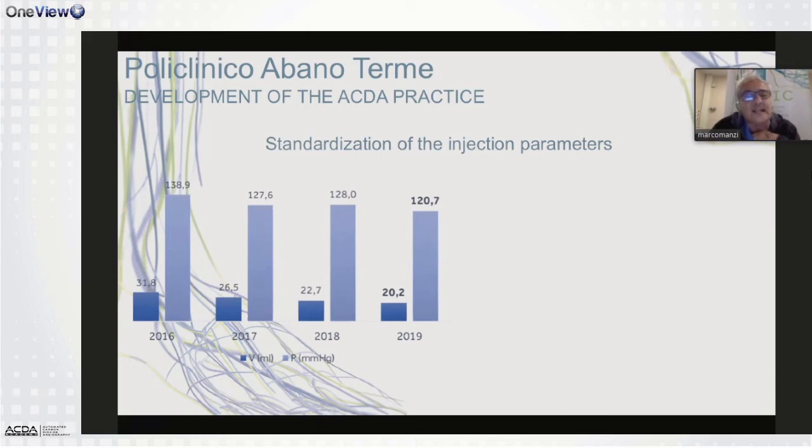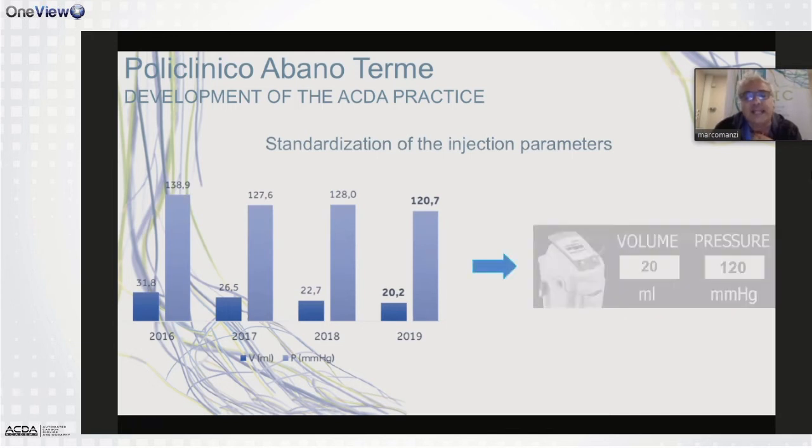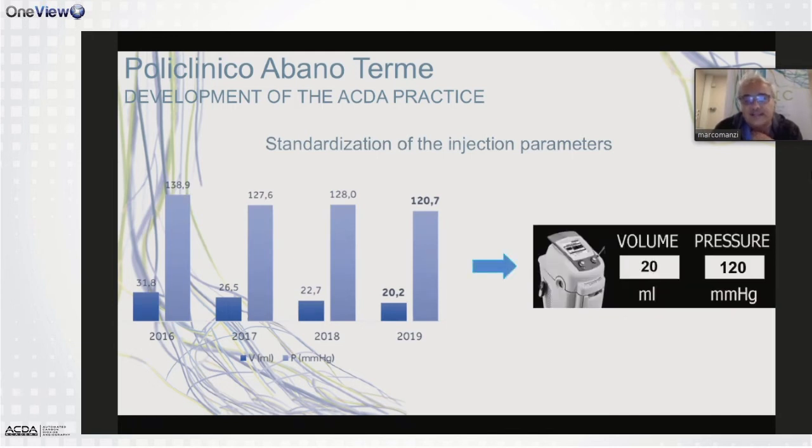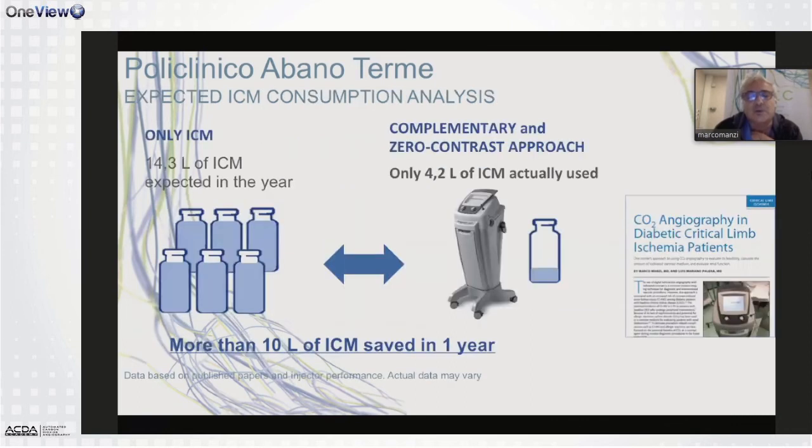Here, the standardization of the injection, and that's why we now use the parameters I showed you in the movie before: 120 mmHg pressure with a bolus of 20 ml. That's exactly the picture I showed you before.